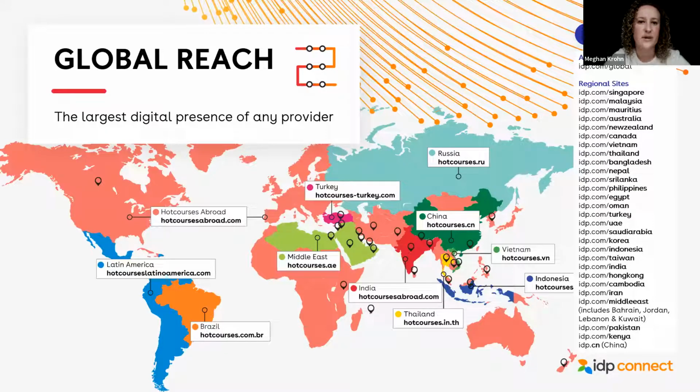Alongside the physical network, we also have the largest digital presence of any international student service provider across our websites and our global app. We operate over 30 student-facing sites across Hot Courses and idp.com, and this map on the screen highlights our Hot Courses sites across the globe. They are all locally hosted, so you can see the .br for Brazil and the .vn for Vietnam, and so on. And because we have access to the largest community of international students in the world, with over 100 million annual visits to these websites, we subsequently hold the largest data set on international student behavior in the world.